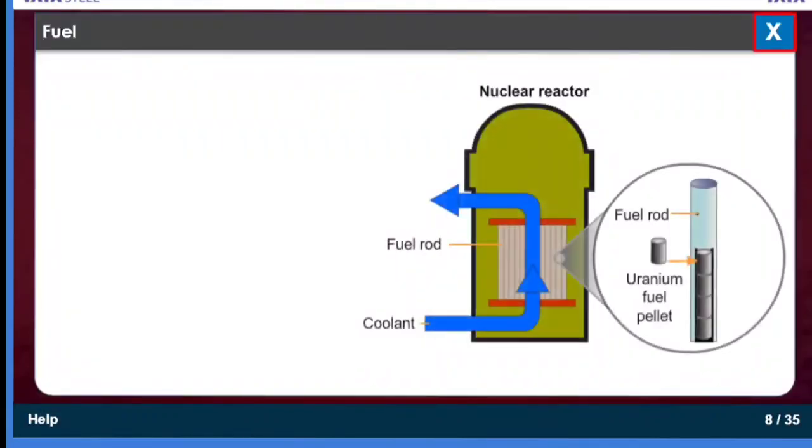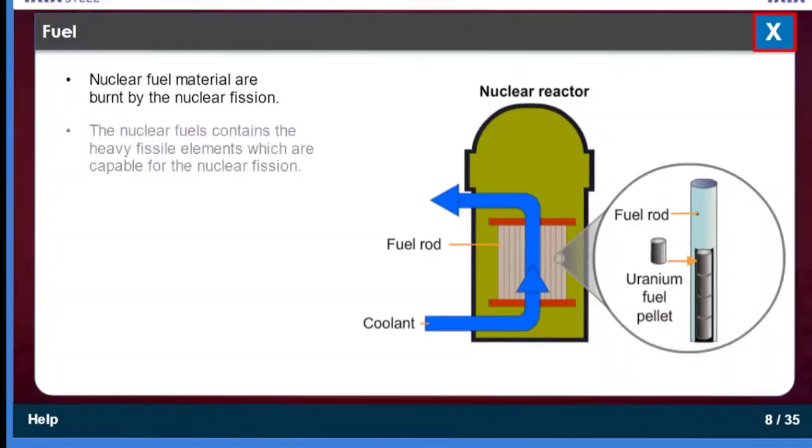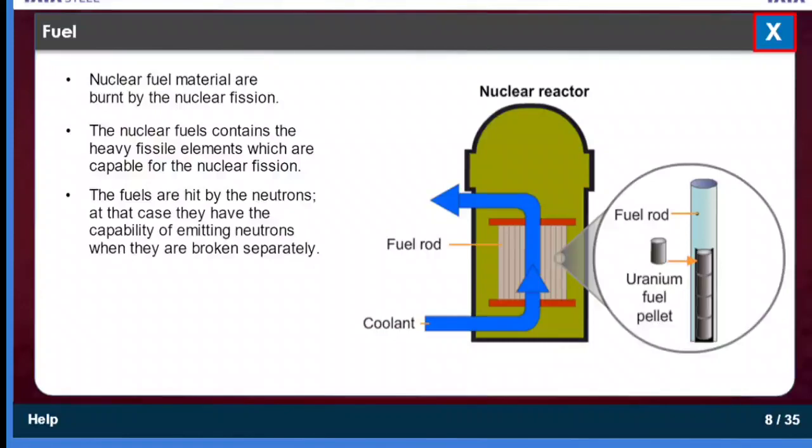To develop nuclear energy, the nuclear fuel materials are burnt by nuclear fission. The nuclear fuel can be referred to simply as fuel. The physical objects should be composed of fuel material mixed with structural neutron reflecting materials or neutron moderating materials. In many cases, the nuclear fuel contains heavy fissile elements which are capable of nuclear fission. The fuels are hit by neutrons.